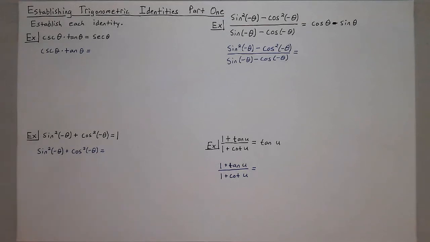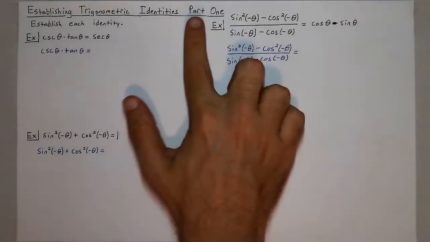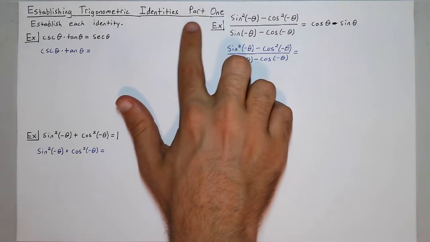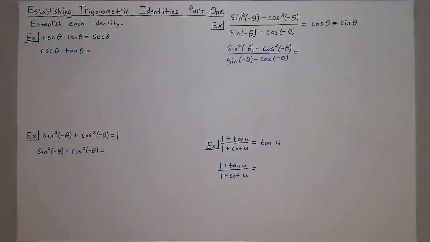In this video, we are going to learn how to establish trigonometric identities. Now, this is part one of a two-part video lesson, so be sure, after you watch part one, to go and watch part two as well.